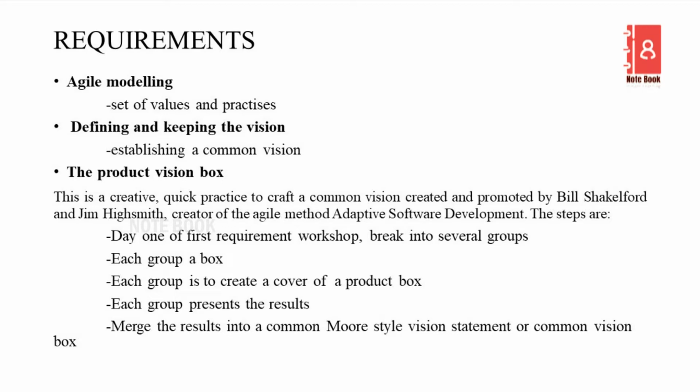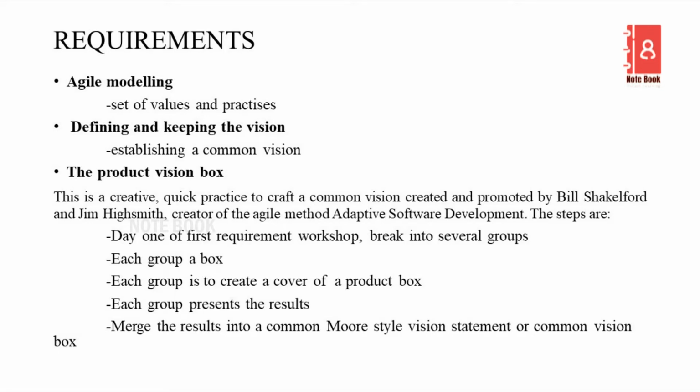The product vision box is a very simple and powerful technique, promoted by Jim Highsmith, which can be used by both agile and traditional project teams. It is usually carried out at the beginning of a new project and involves a number of stakeholders from across the organization, which includes the users also. The basic idea behind this product vision box is to create an actual physical box that can be used to market the product.